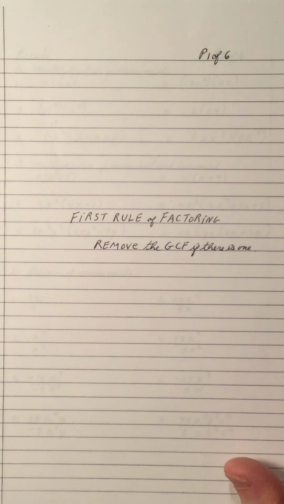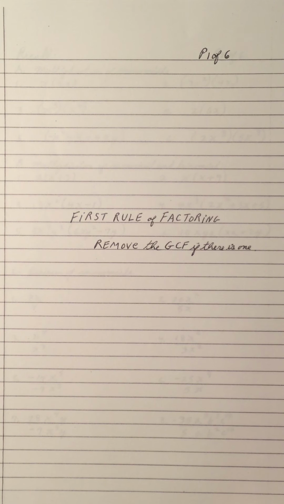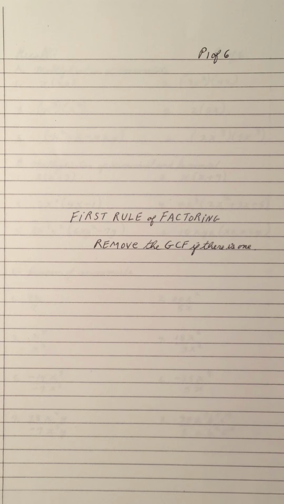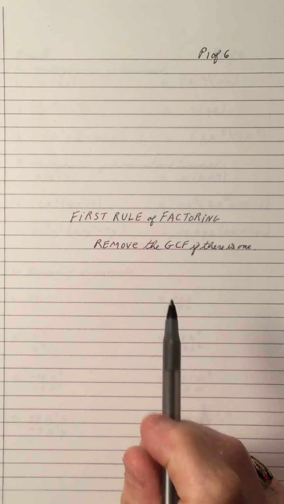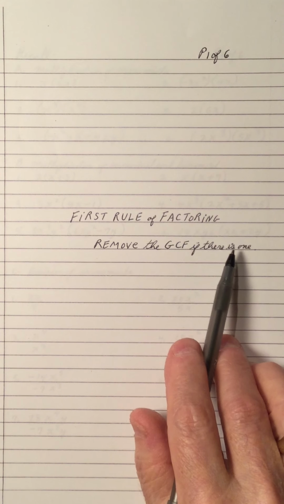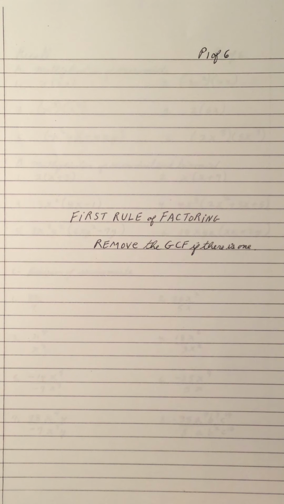Hi, welcome to my video on reviewing the first rule in factoring, which is remove the GCF if there is one. The GCF is the first rule in factoring. And turn the page.